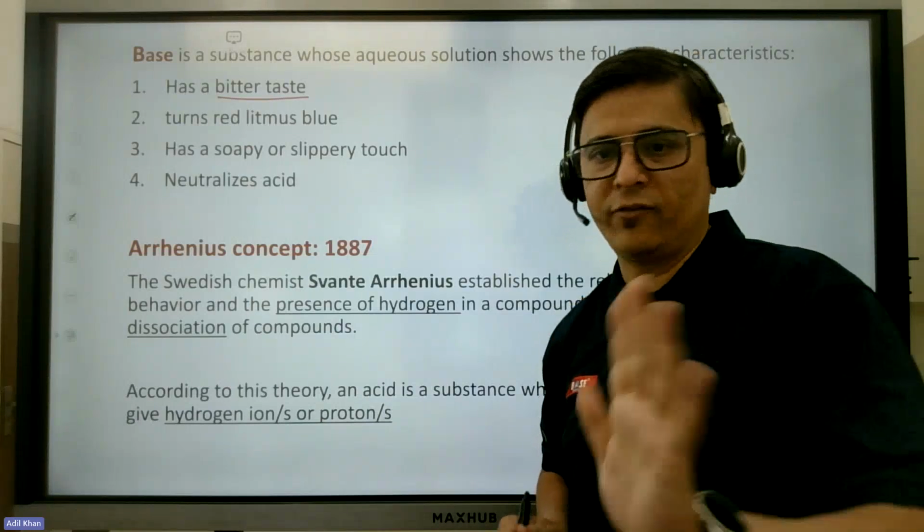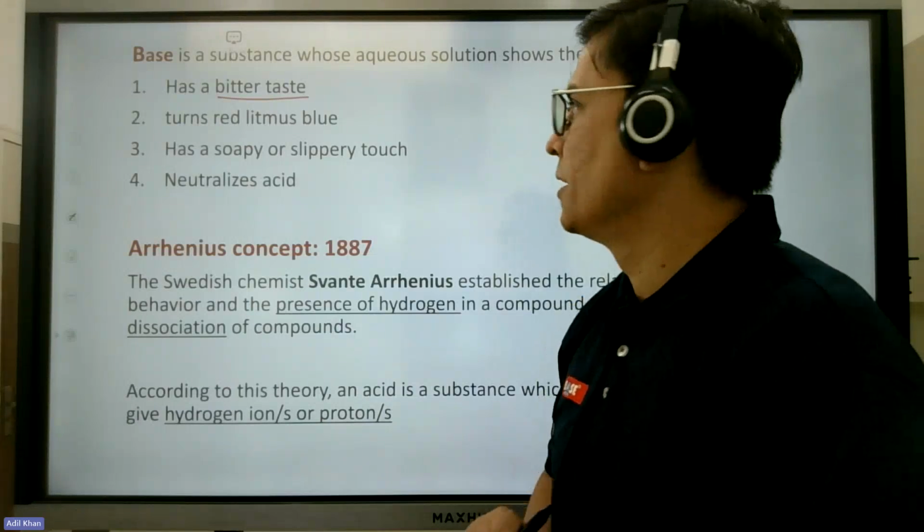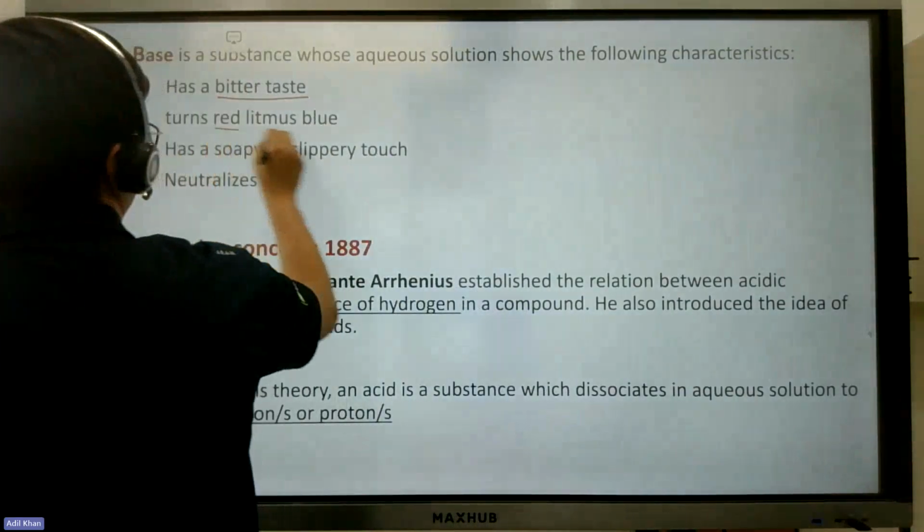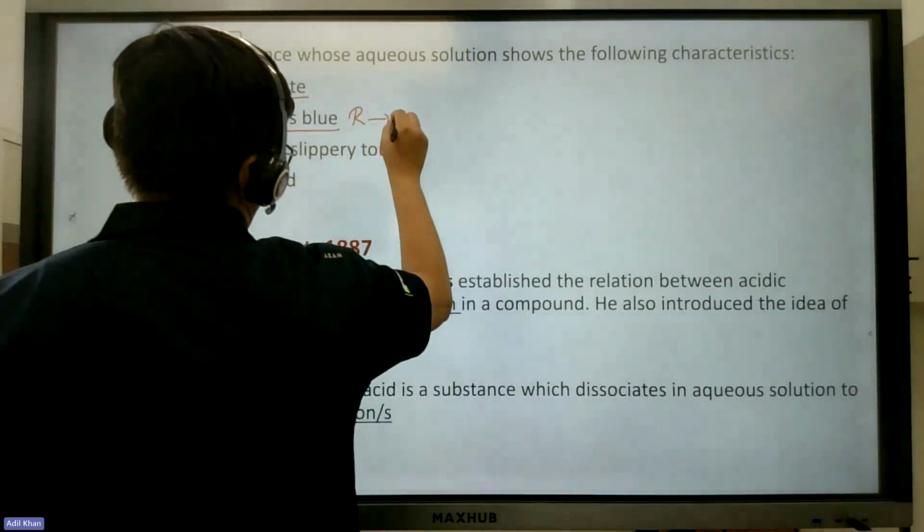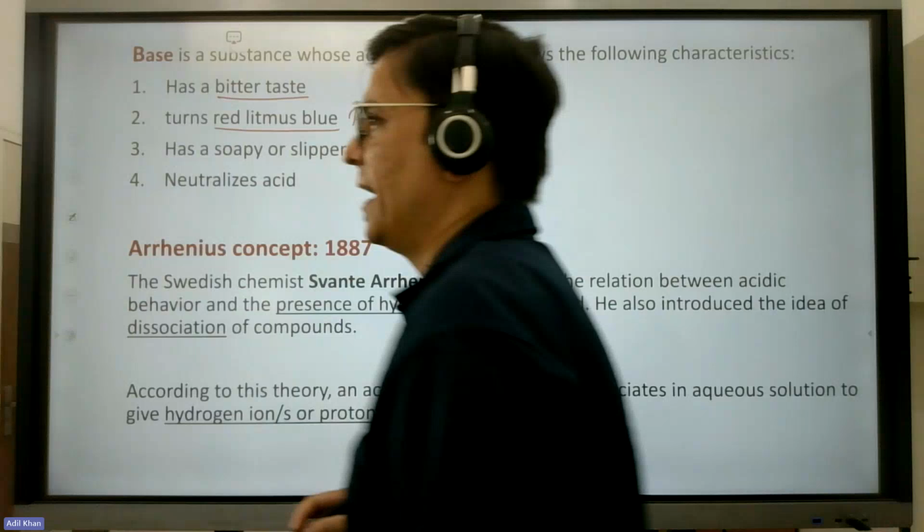What are the 5 major types? You can find it out. Okay, total 5 types. Now, the second characteristic: it turns red litmus blue. So please remember that. In order to remember this, I have a cheat code.